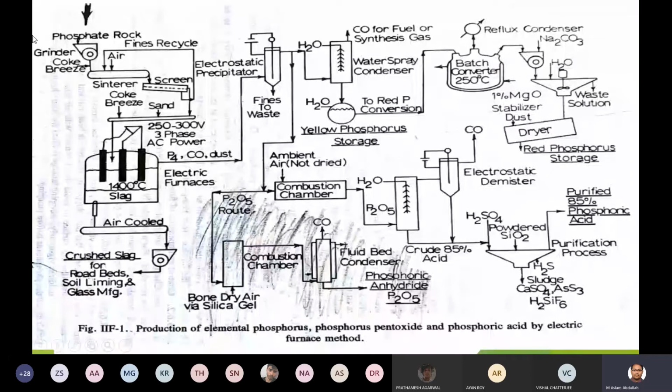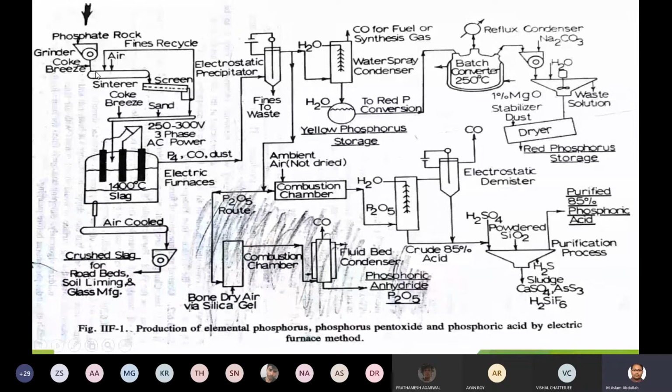So these rocks are ground here. Once you start grinding, you will have the phosphate rock in sizes ranging between 1 mm to 100 mm. The crushed phosphate rock, with sizes ranging from 1 mm to 100 mm, is passed to the sinterer. In the sinterer, you allow this crushed phosphate rock to mix with coke grease and air.